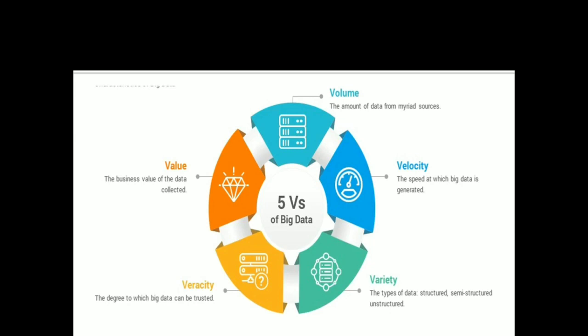And the value refers to the business value of the data collected, meaning whatever data we have collected, how much of it is really worthy for us, or how much of it is really providing the knowledge or the interpretation to the user. So these are the different V's in big data.